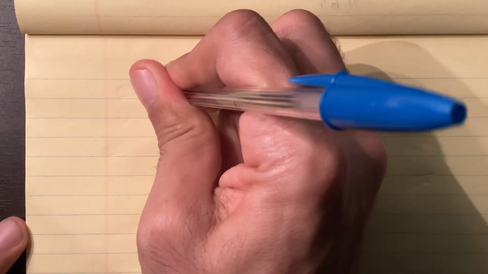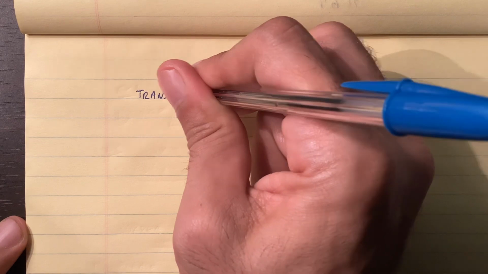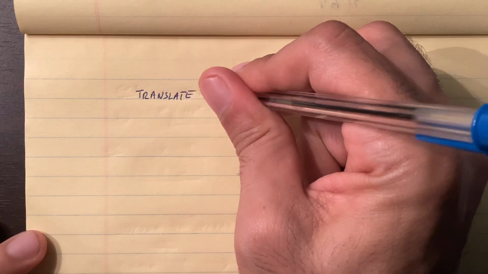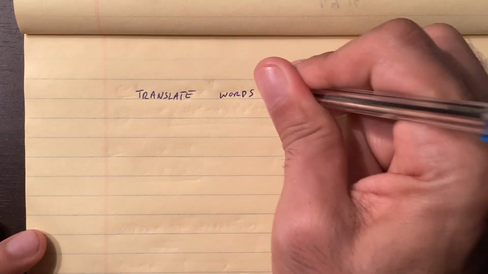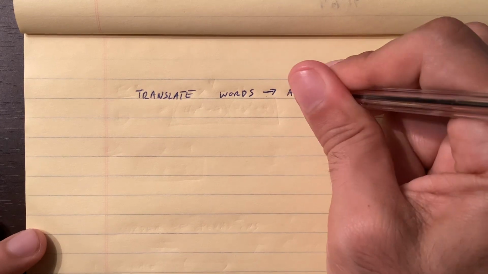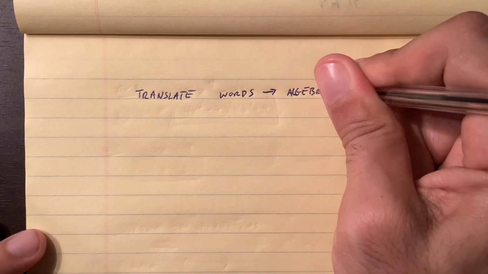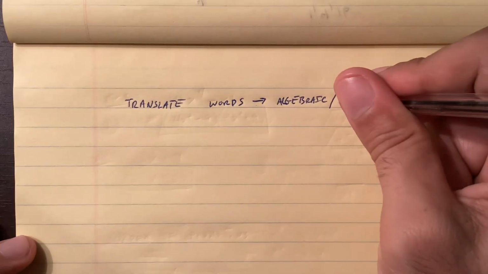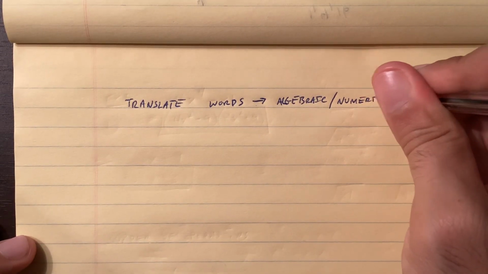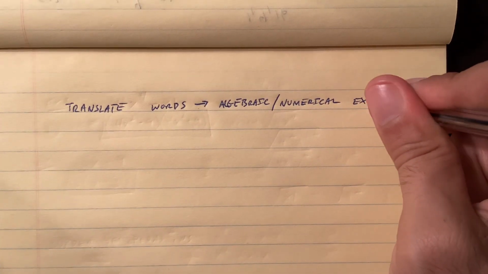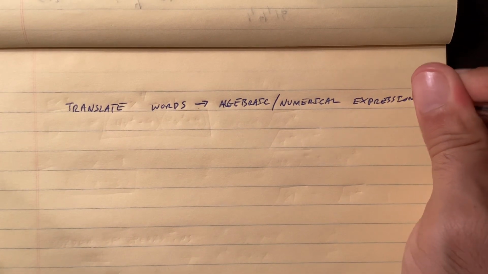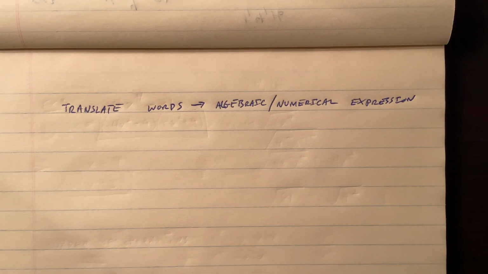In this video we're going to be taking a look at how to translate. When I say translate, I mean we're going to go from a phrase in just words and translate that into a numerical or algebraic expression. So we're going to go from words to algebraic or numerical expression. Okay, and so let's just dive right in.